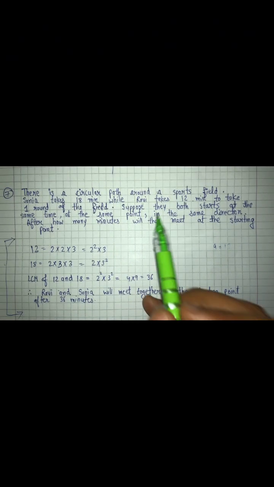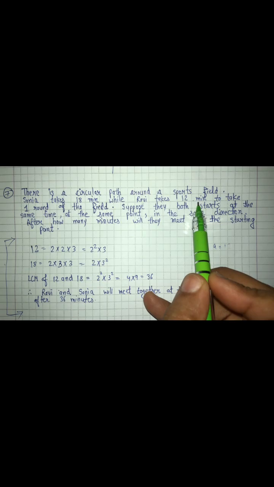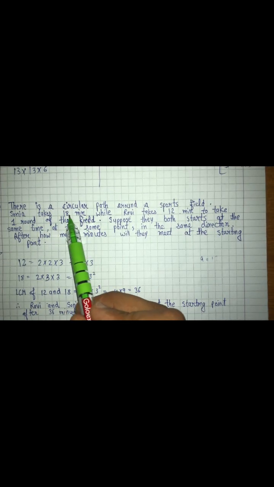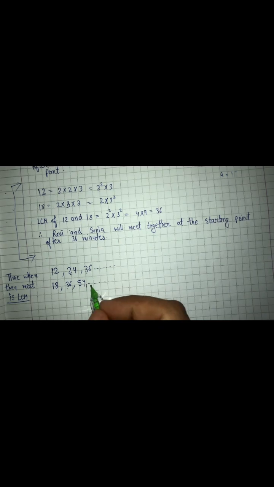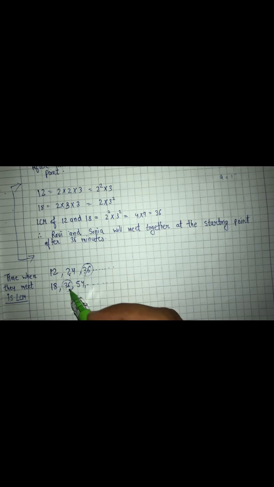Since Ravi takes 12 minutes to complete one circular path, it will take 24 minutes to complete two circular paths, 36 minutes to complete three circular paths, and so on. In a similar way, Sonia takes 18 minutes to complete one circular path. It will take 36 minutes and 54 minutes to complete 2 and 3 circular paths respectively, and so on. So what is the common time when they meet at the starting point? It is 36.